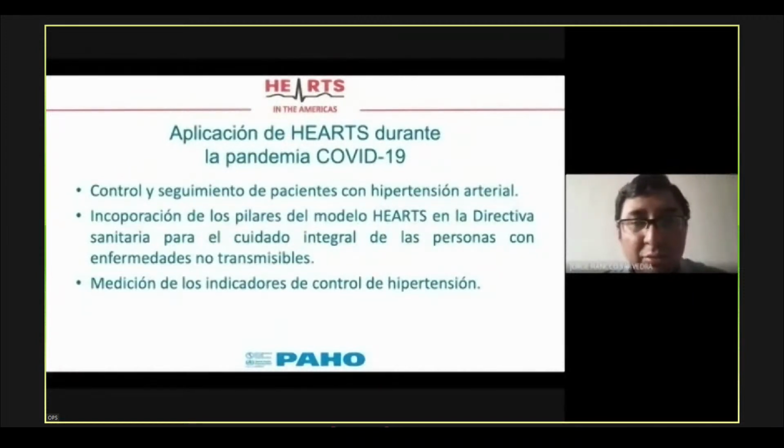So how have we applied the HEARTS strategy during the pandemic? The pandemic has affected our country in an important way. So we have a center on control and follow-up of hypertension.